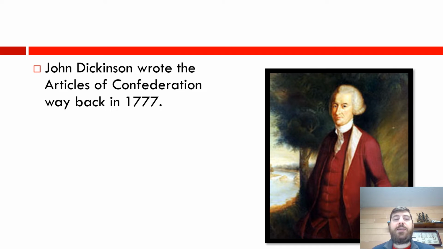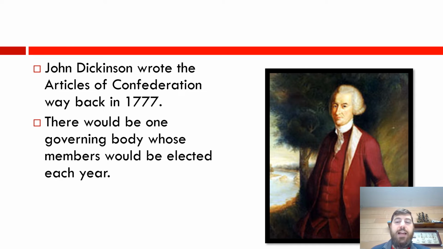This man's name is John Dickinson. He was a very important founding father, and he wrote our first constitution, called the Articles of Confederation, way back in '77. This is during the American Revolution. They're already considering what our government ought to look like after the Revolution. And they decided there would be just one governing body.